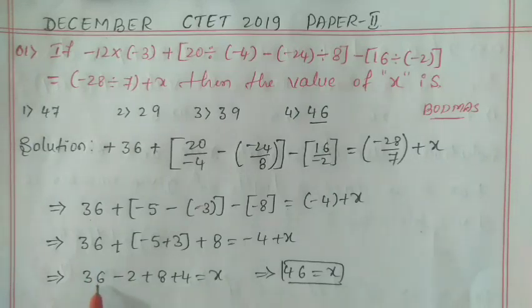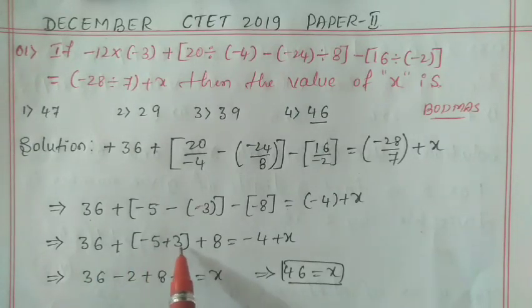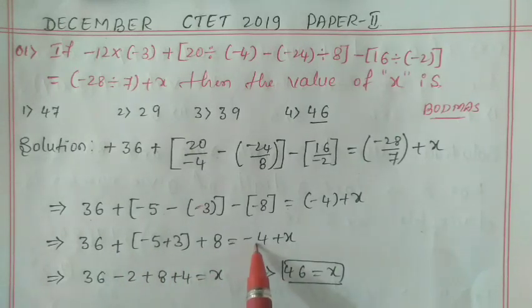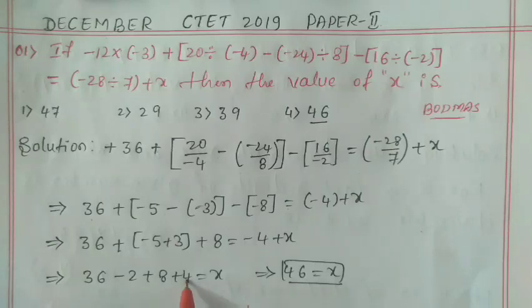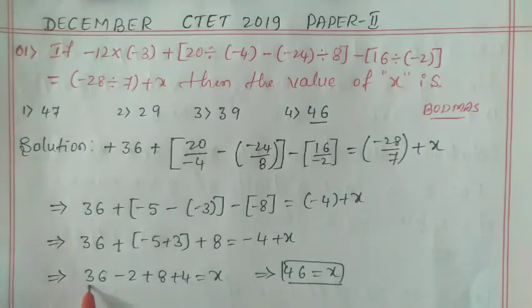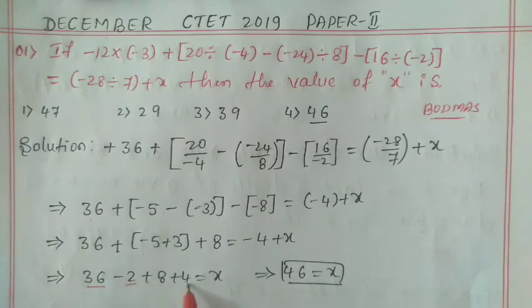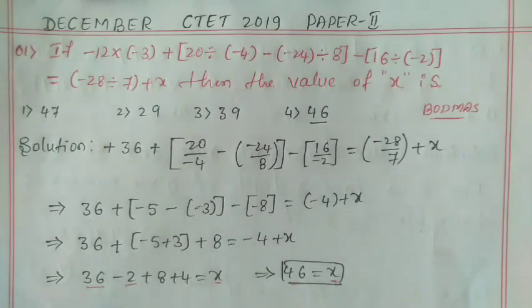Next, 36, plus -5 plus 3, this becomes -2. Minus into plus is minus, so -2, plus 8. The -4 you can bring to this side, it becomes plus 4. So 36 minus 2 is 34, 34 plus 4 is 38, 38 plus 8 is 46. Therefore x is equal to 46.